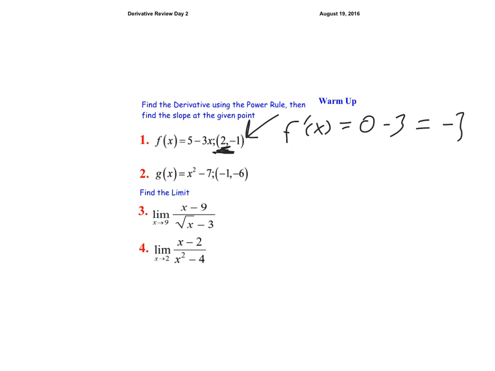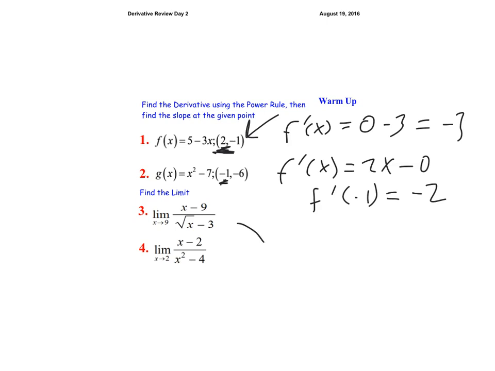For number 2, power rule again. However, when you do the derivative, this time we still have an x, so we have to plug in for the x. Plug in this negative 1, you're going to end up getting negative 2. So the slope is negative 2 at the point negative 1, negative 6.